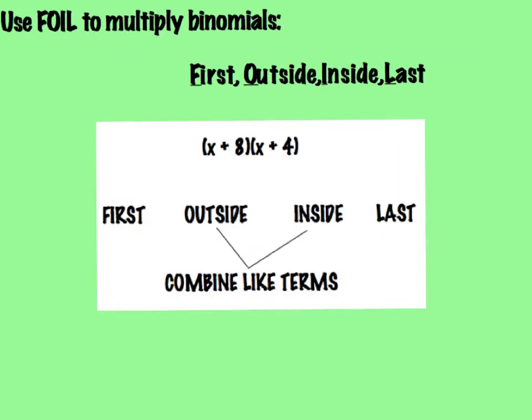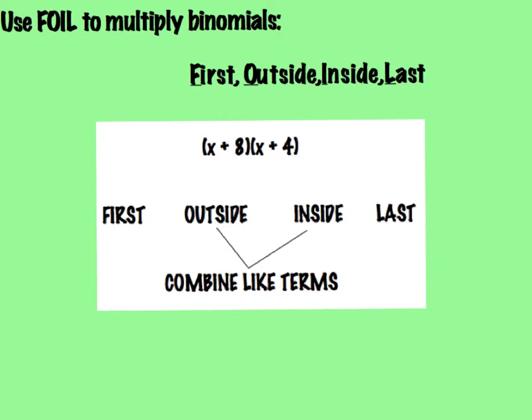To multiply binomials, we're going to use a strategy called FOIL. FOIL stands for first, outside, inside, last. It's just a reminder for how you need to multiply when you're working with binomials. But something similar to this will work when you're multiplying a binomial times a trinomial, or two polynomials times each other. So the idea is the same, but this particular strategy, FOIL, is used when we're referring to multiplying binomials.